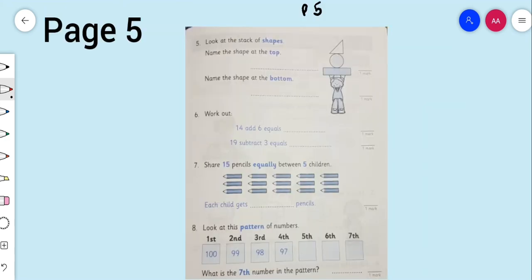Okay, now let's start page number 5. And let's start with question number 5. It says, look at the stack of shapes. These are the stack of shapes here. It says, name the shape at the top. At the top is this shape. So can you guess what this shape is called? Yes, you're right. This shape is called a triangle. So now let's write triangle here.